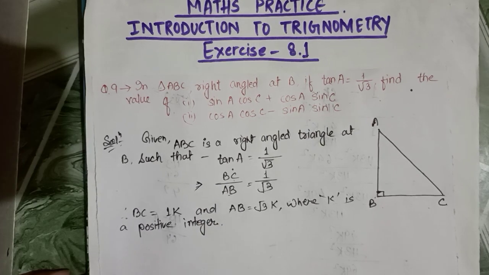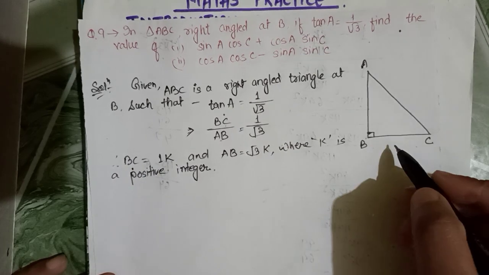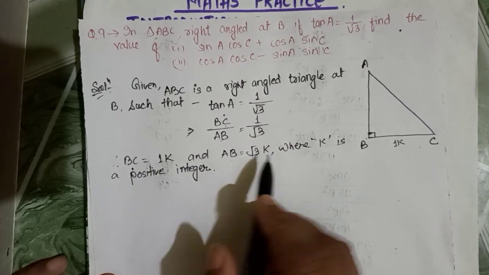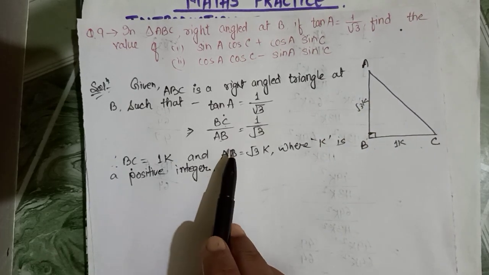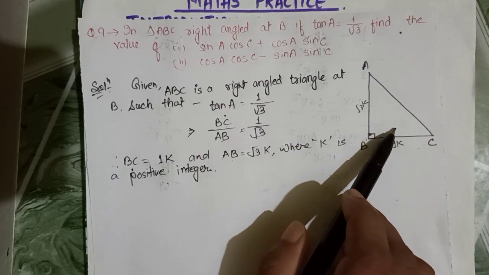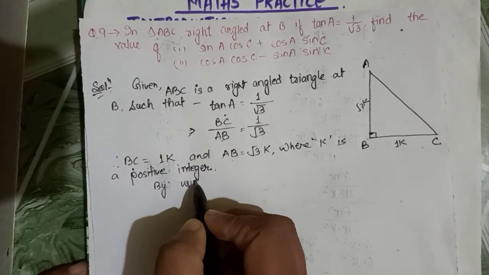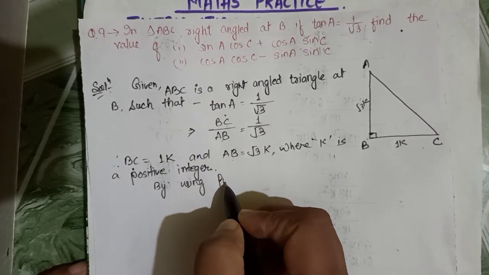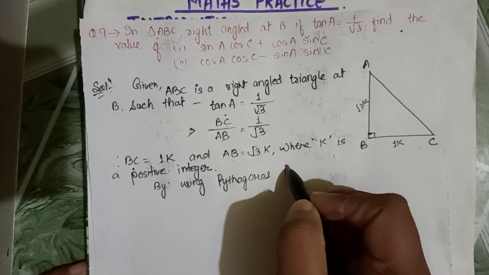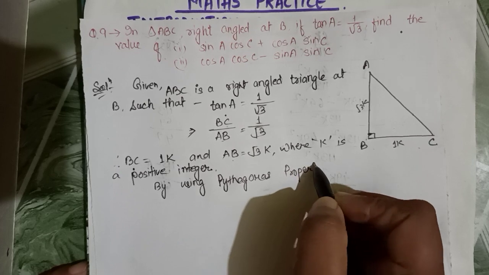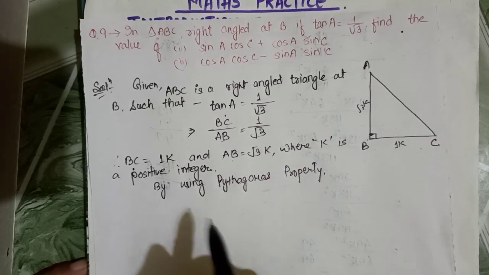Now we can see that BC equals 1k and AB equals root 3k. Now we have to find AC. So by using Pythagoras property, we will find AC. First we have to take the hypotenuse. So AC is our hypotenuse.